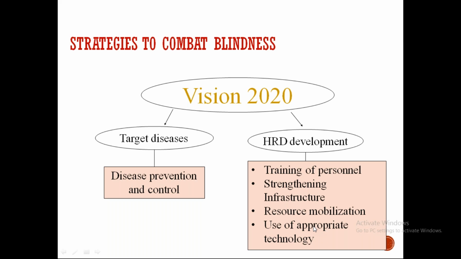All these processes are aimed at decreasing the prevalence of blindness. That is, which type of blindness? Avoidable blindness. Avoidable blindness mainly includes preventable and curable blindness. So this is the main key for these programs. It is mainly to reduce the avoidable blindness.